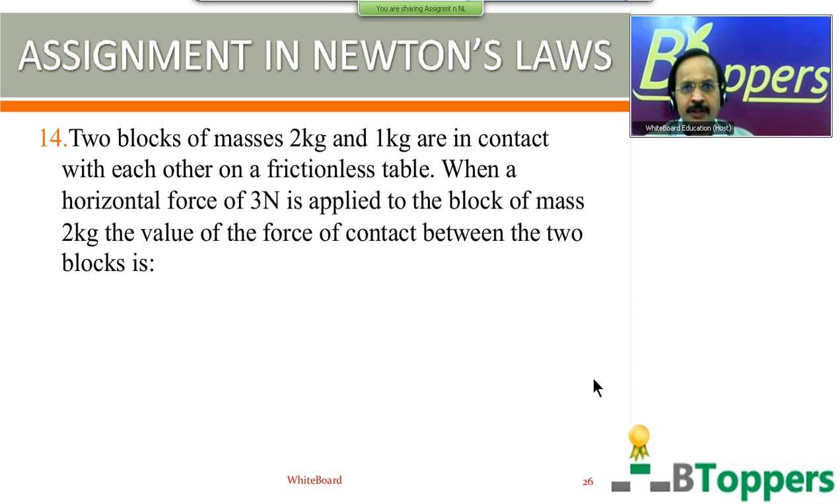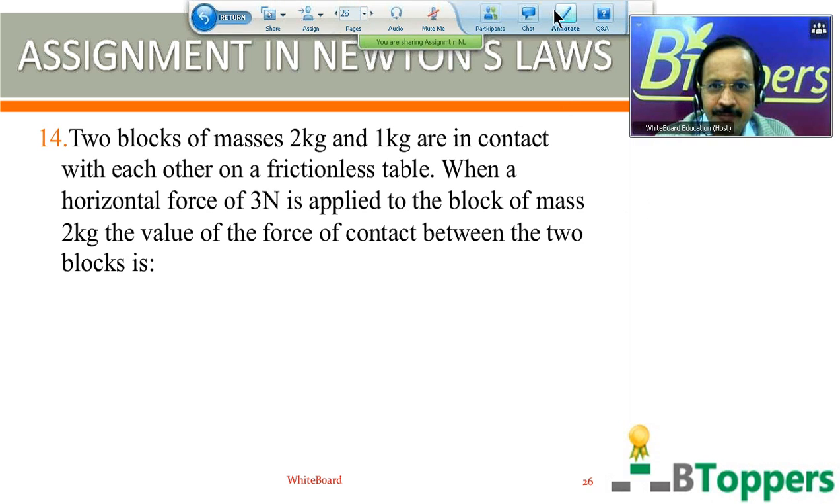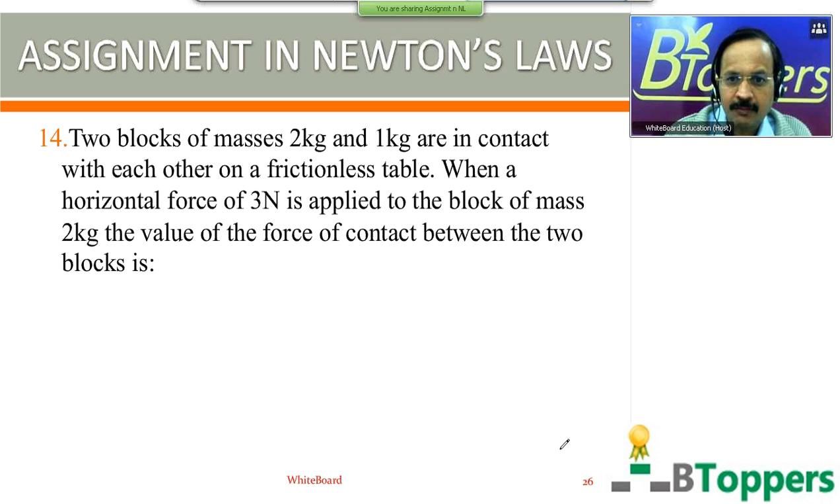So come on, look at question number 14, which I already showed you earlier. Again, I am showing the same question. I am going to discuss the solution of this question. Two blocks of masses 2 kg and 1 kg are in contact with each other on a frictionless table. When a horizontal force of 3 Newton is applied to the block of mass 2 kg, the value of the force of contact between the two blocks is.